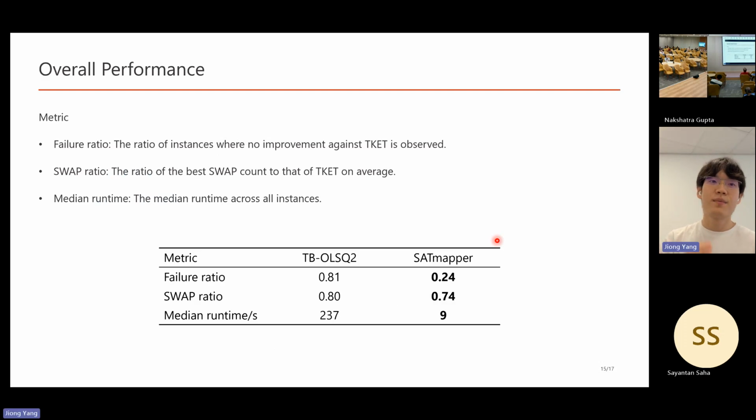We first define 3 metrics to measure the performance of swap count optimization for TB-OLSQ2 and SAT Mapper. Here I want to mention that lower is better for all 3 metrics, and both TB-OLSQ2 and SAT Mapper start with an initial bound on the swap count obtained from the heuristic approach TCAT. The first metric is failure ratio. It's a ratio of instances where no improvement against the heuristic approach TCAT is observed. The second metric measures the quality of the swap count, called swap ratio. It's a ratio of the best swap count to that of TCAT on average. The last one is median runtime, the median runtime across all the instances.